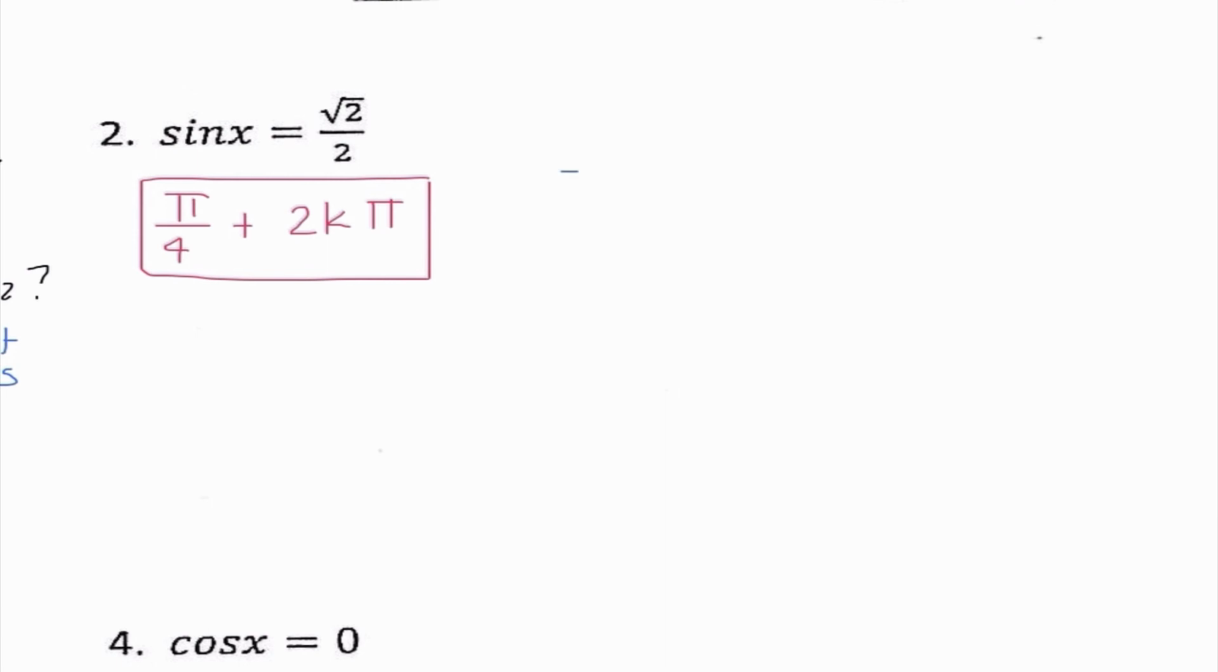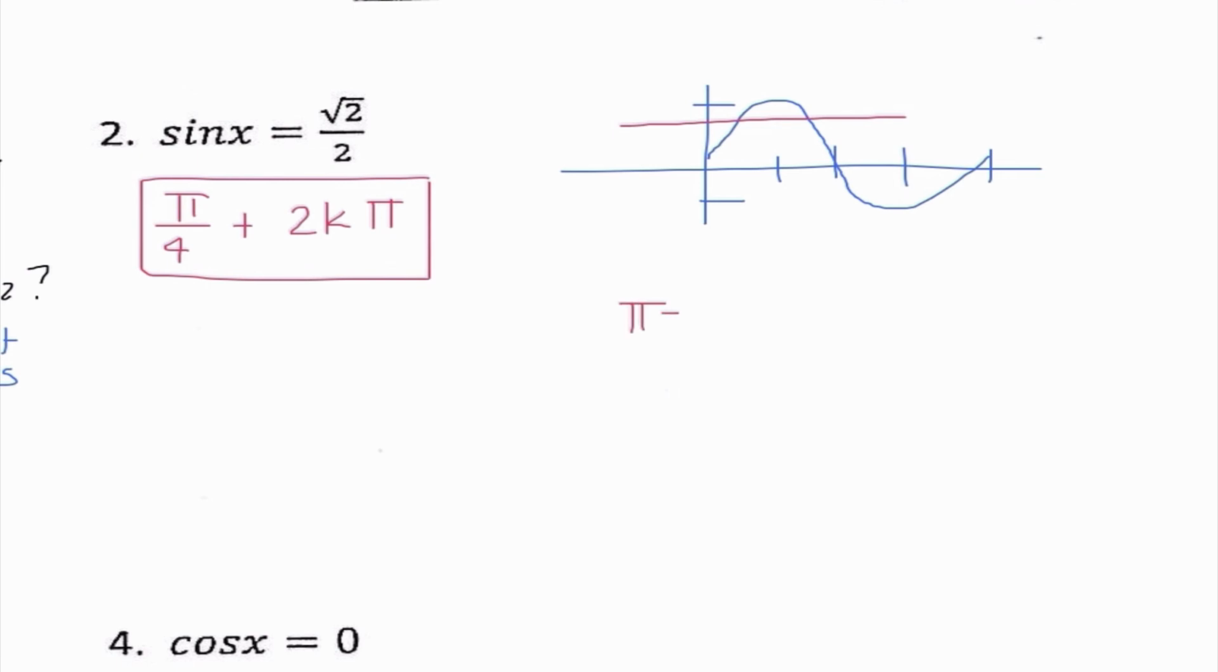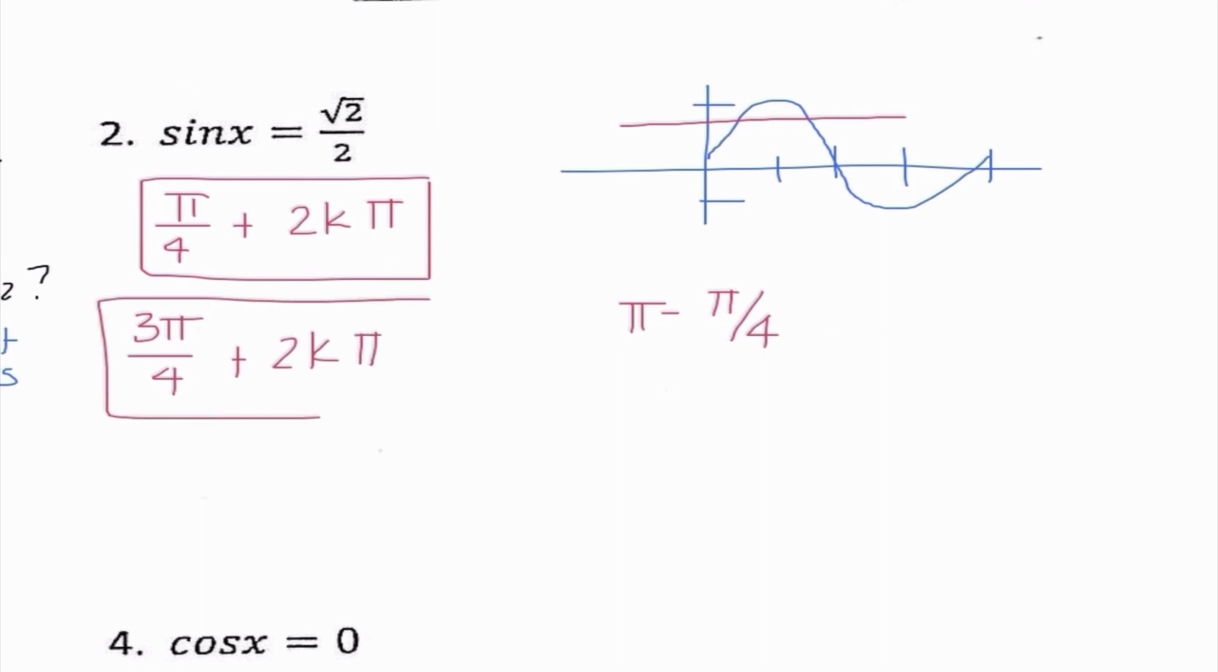And let's go ahead and just sketch this out again just so we can remind ourselves what this graph looks like. We should be experts on this graph. Radical 2 over 2 is approximately 0.7, so that would be somewhere in here. So I can definitely see we have 2 points of intersection. So I'm going to have to do pi minus pi over 4, which ends up being 3 pi over 4 plus 2k pi. So those would be my two different answers for number 2.